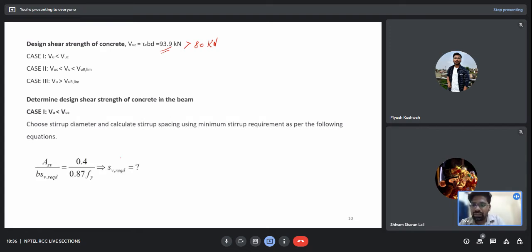So this is the formula for the minimum shear reinforcement. I need to find Sv. So Sv is coming out to be 362.78, and this came after the provision of two-leg stirrups. b I already know, 0.4 I know, fy I know. Only I have to assume this value, and I have assumed two-leg 8 mm vertical stirrups.